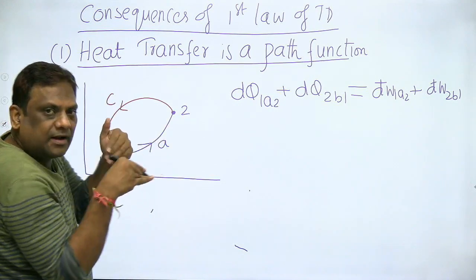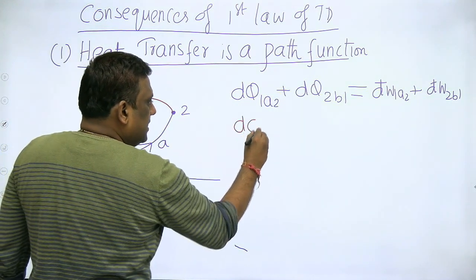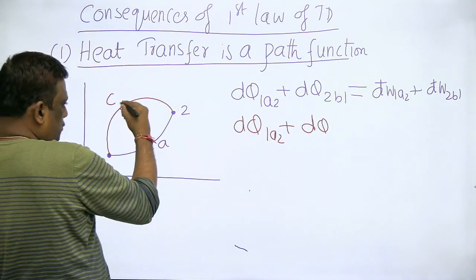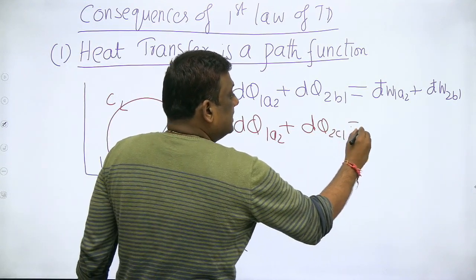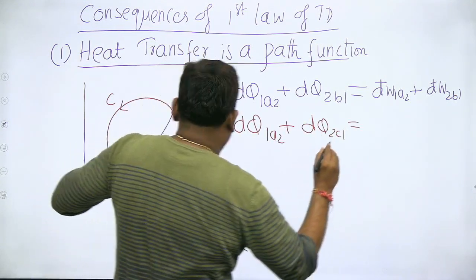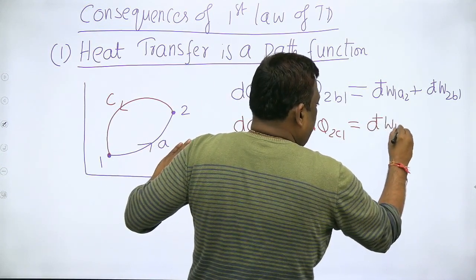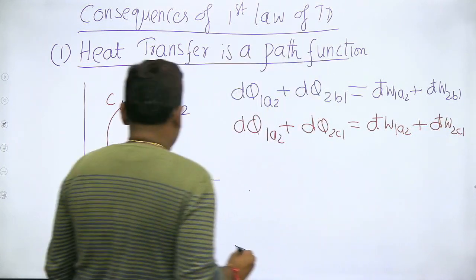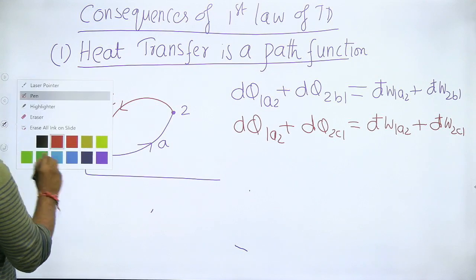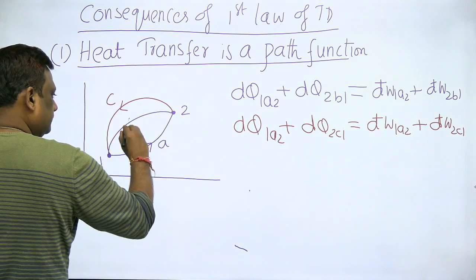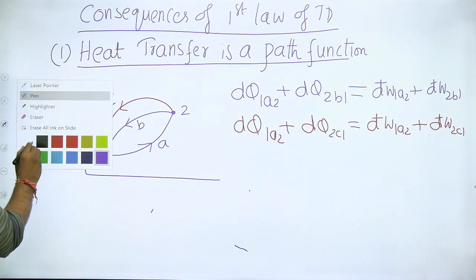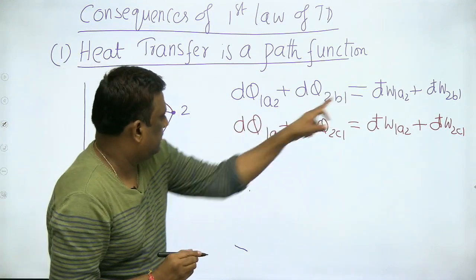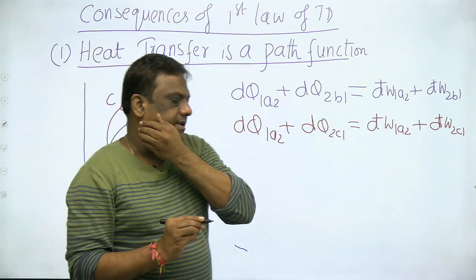It is a cycle, so for that cycle I can write sigma Q, that is heat transfer in 1A2 plus heat transfer in 2C1, equal to sigma W. What is sigma W? Work transfer in 1A2 plus work transfer in 2C1. No problem at all. Two cycles, two equations. The 1A2B1 first cycle, first equation. Second cycle, second equation.